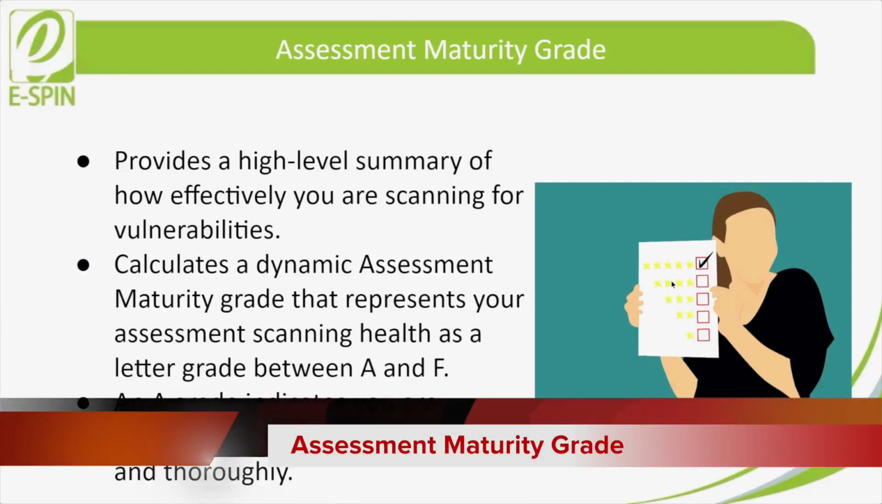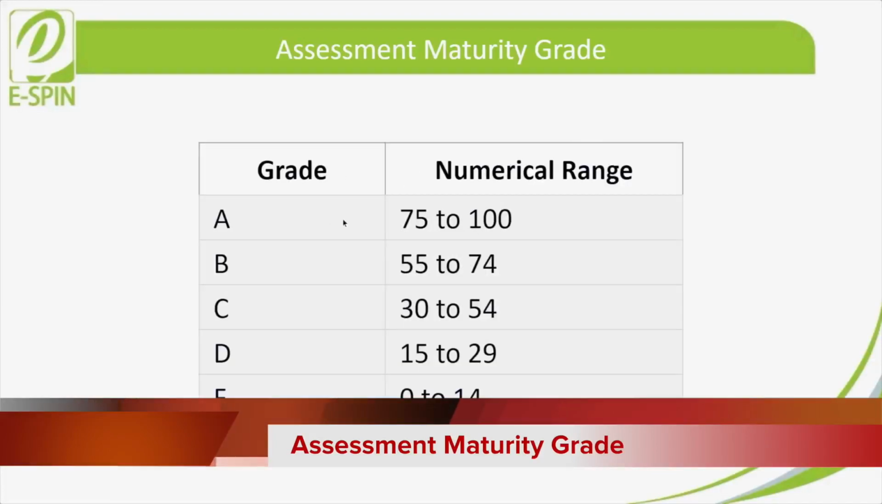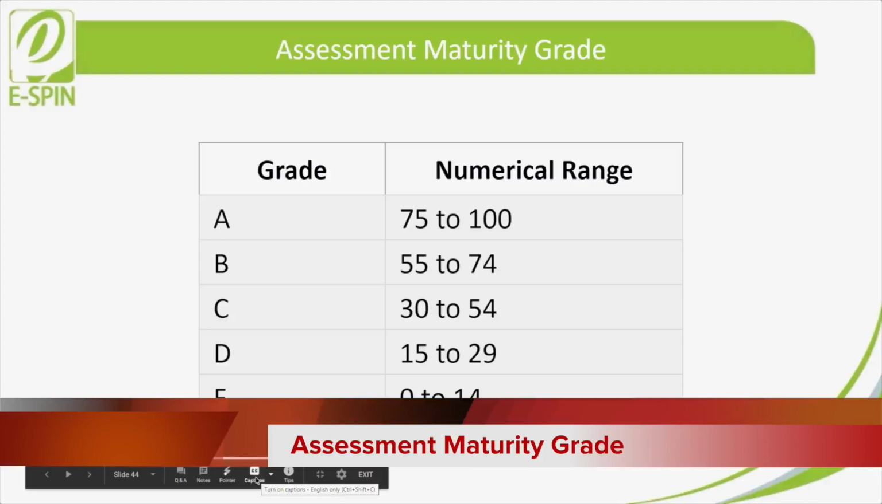Lumin metrics include the assessment maturity grade. It provides a high level summary of how effectively users are scanning for vulnerabilities. It is the calculation of a dynamic assessment maturity grade that represents the user's assessment scanning health as a letter grade between A and F. An A grade indicates users are assessing their assets quickly, and vice versa. In this assessment maturity grade table, grade A ranges from 75 to 100, and grade F is 0 to 14.